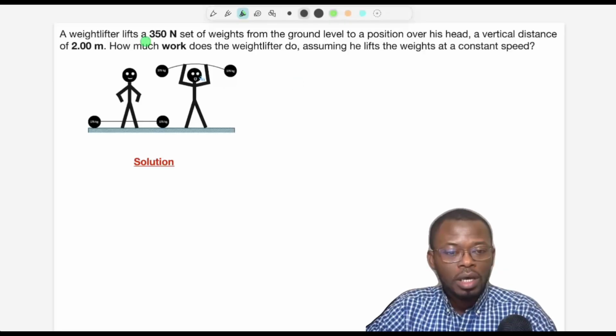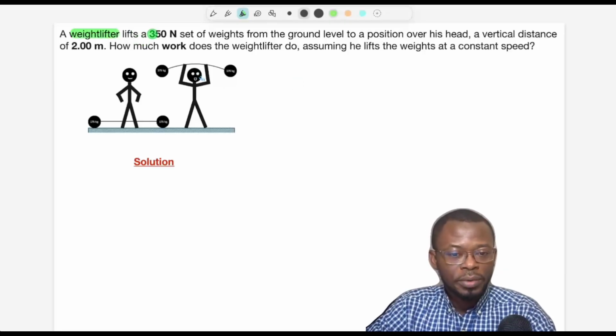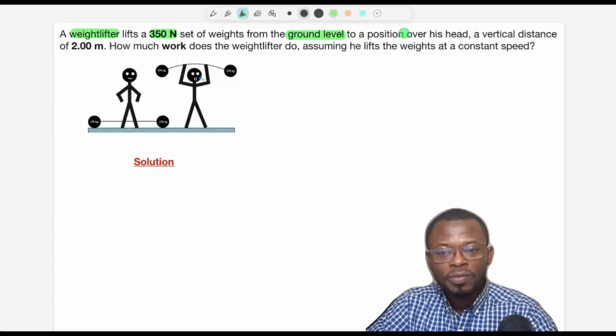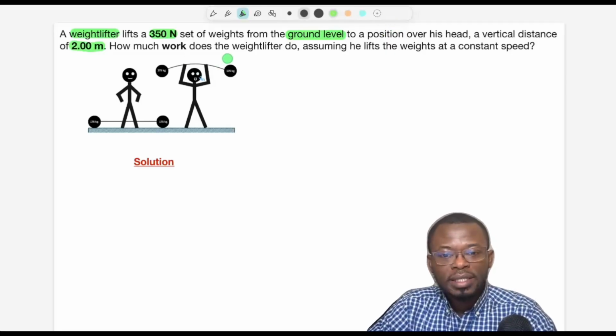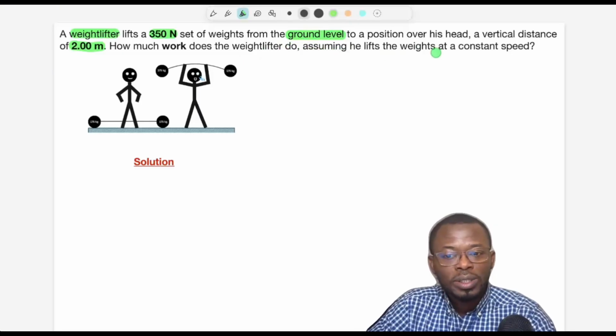Let's look at the problem. A weightlifter lifts a 350 Newton set of weight from the ground level to a position over his head, a vertical distance of 2.00 meters. How much work does the weightlifter do, assuming he lifts the weight at a constant speed?